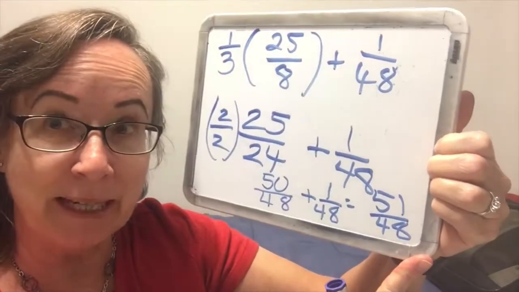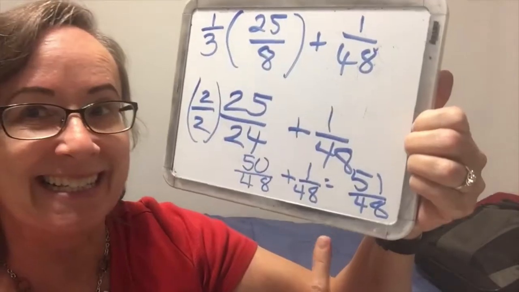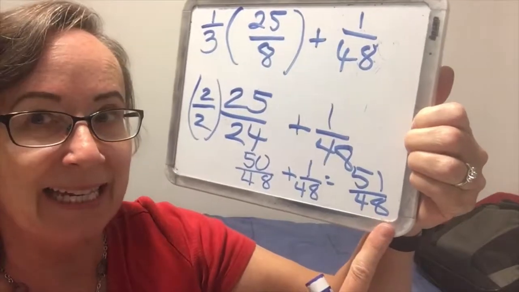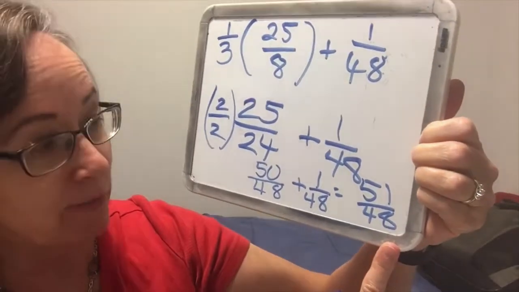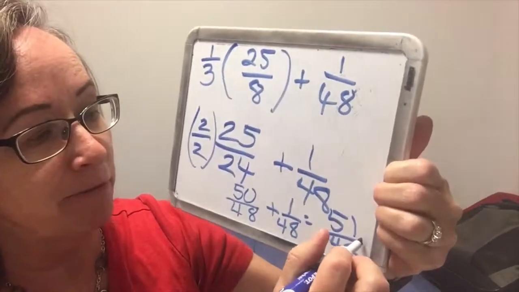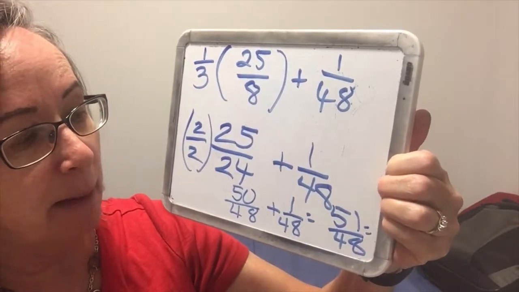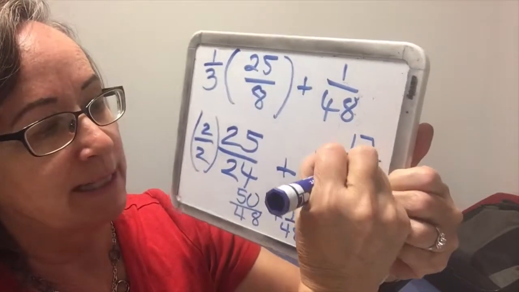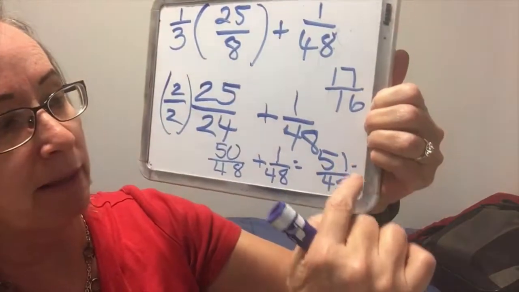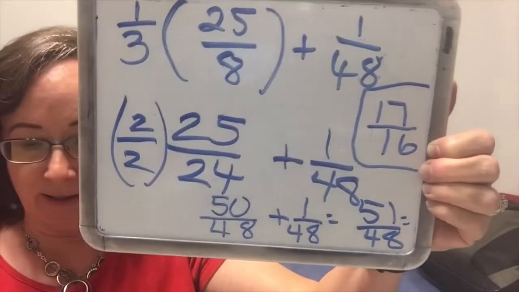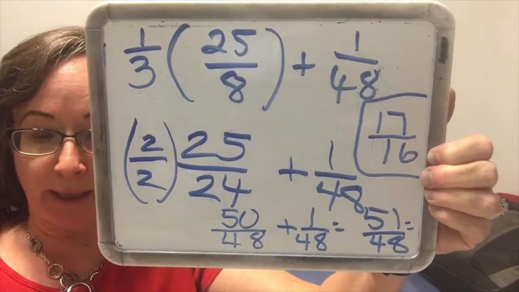Do you remember how we can tell that? 5 plus 1 is 6, and 6 is divisible by 3. 4 plus 8 is 12, and 12 is divisible by 3. So I'm going to get these simplified by dividing by 3 on the top, and I'm going to get 17 over 16 when I divide by 3 and I divide by 3. And that is my final answer, and that's what you get in your book.